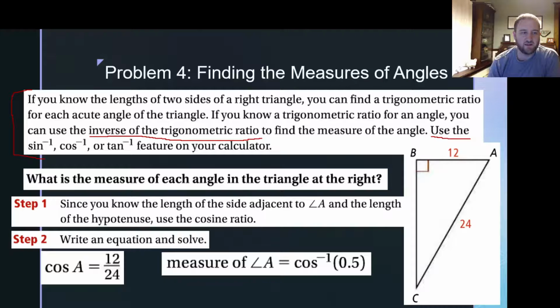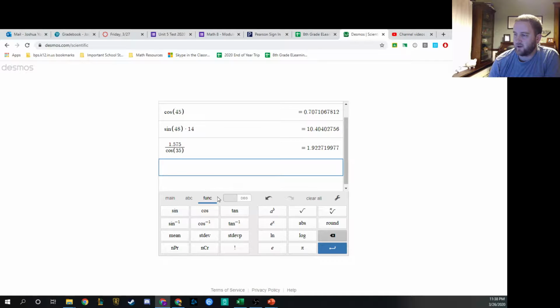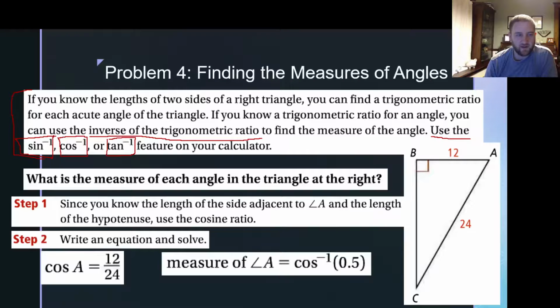It says use the sine⁻¹, so the inverse sine, the inverse cosine, and the inverse tangent feature on your calculator. So if we go to our calculator here, you'll see that there's sine, cosine, and tangent, but the inverse ones aren't shown. What you need to do is click on this function tab right here, and here you'll see sine⁻¹, cosine⁻¹, tangent⁻¹ right here. So the inverse sine, inverse cosine, inverse tangent. Okay, so coming back here, we want the measure of each angle in the triangle at the right.